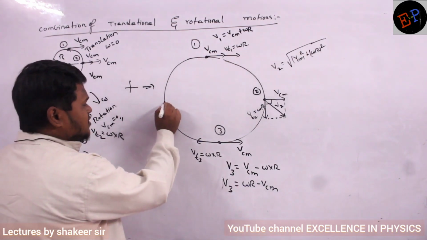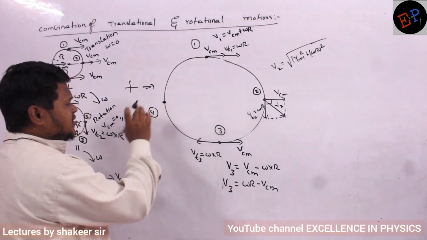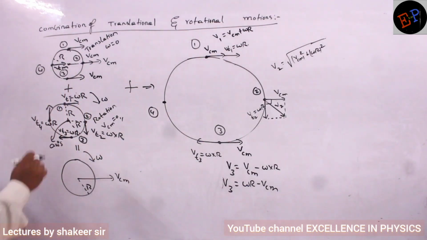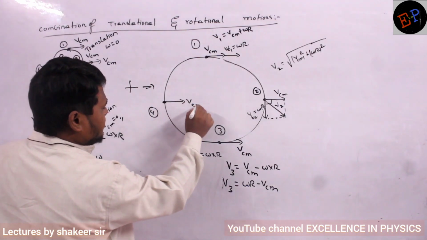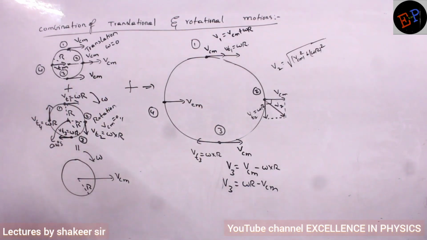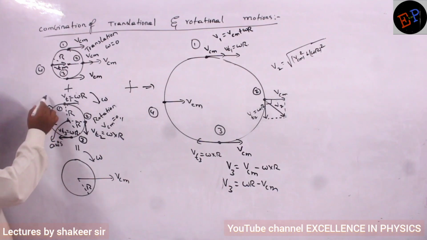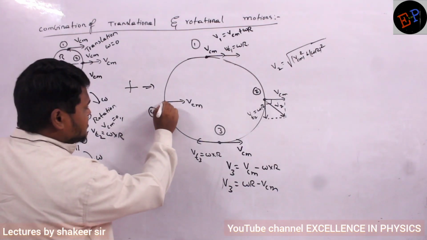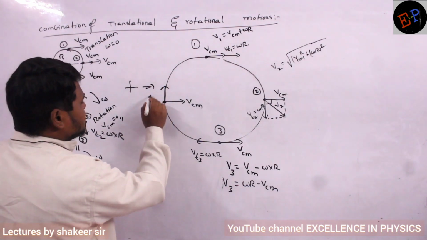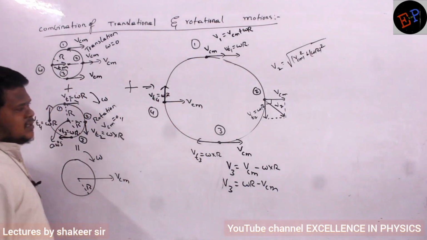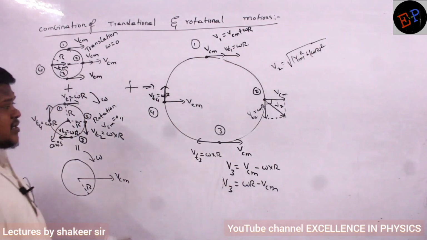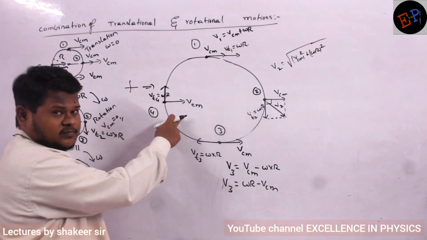Now let us take velocity of point number 4. Point number 4 had how many velocities? One velocity is velocity of center of mass, velocity because of translation. One more velocity, rotational velocity. Rotational velocity is in which direction? Tangential velocity is Vt4, which is equal to omega into r. It is in this direction. So again they are present at an angle of 90 degrees. Are you able to understand?